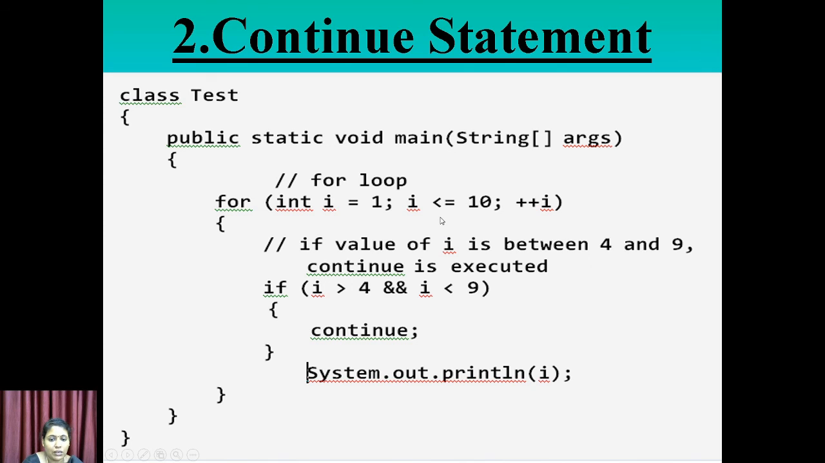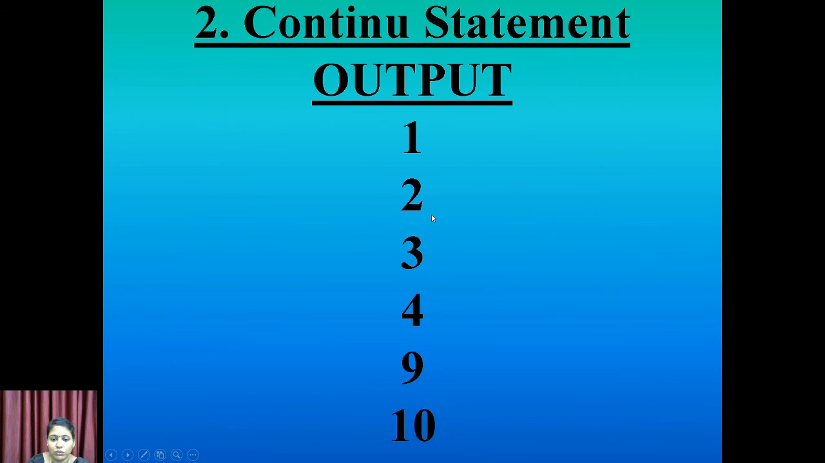So on my screen I get the output 1, 2, 3, and then 4, 9, 10. That is 1, 2, 3, 4, 9 and 10. Because when the i value is greater than 4 and lesser than 9, the continue statement starts to execute. The continue statement only continues the for loop and does not print the i value on screen. So we will get the output like that.